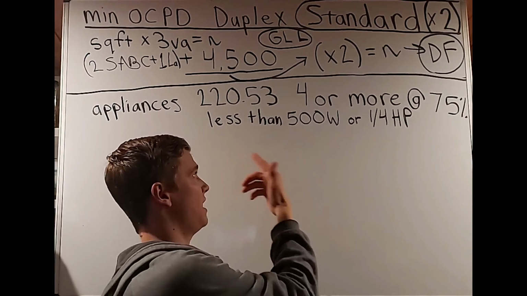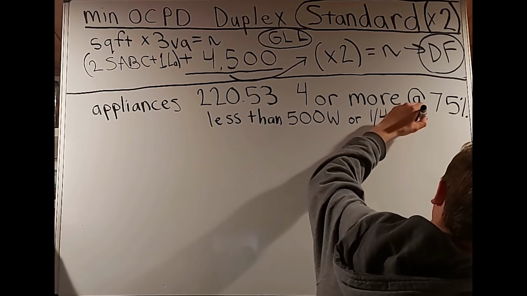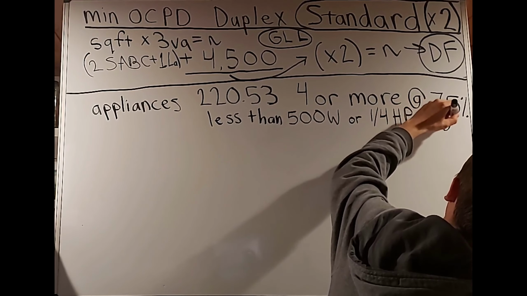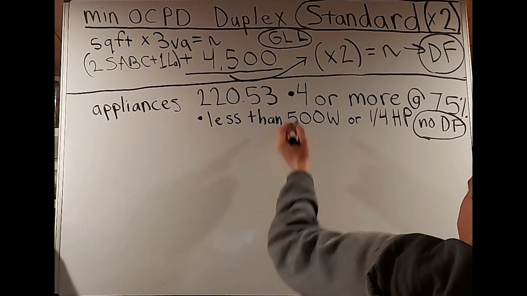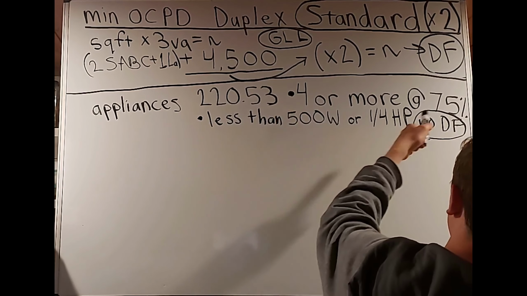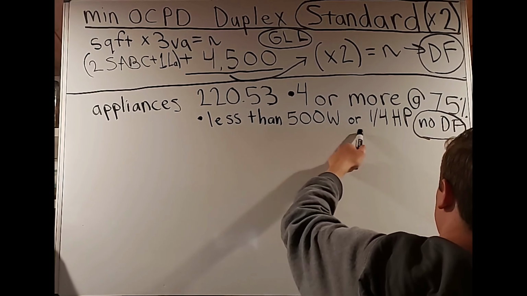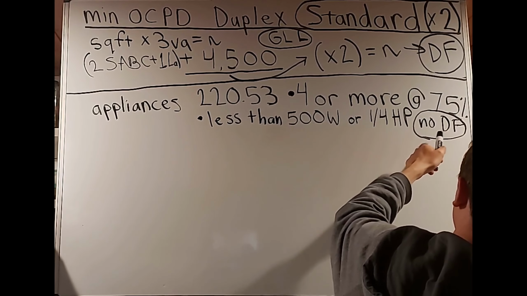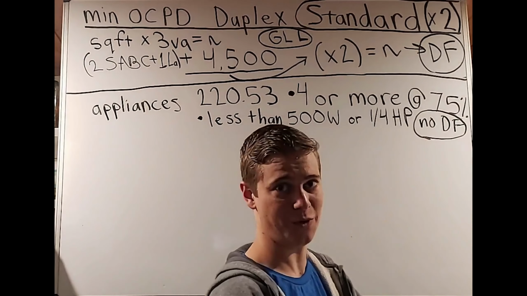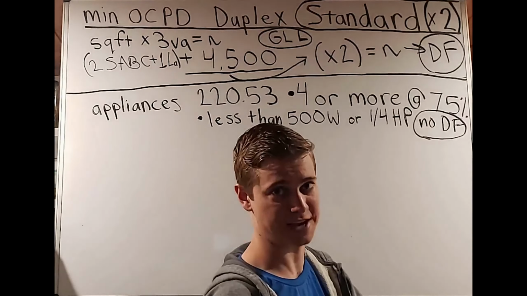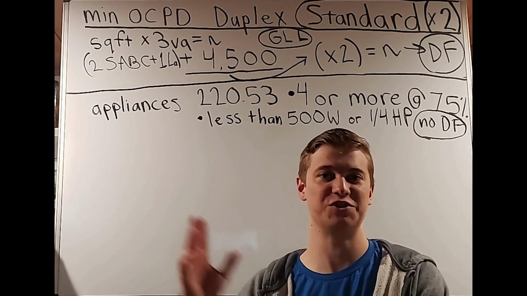So this brings us to the question of what if they are less than 500 watts or a quarter horsepower. Don't overcomplicate it, just realize that you don't have demand factors if it's less than 500 watts or a quarter horsepower. So I'll make it 2 separate bullet points. You see the 4 or more is at 75%, and now you also see that if you have appliances that are less than 500 watts or a quarter horsepower, you're not applying that demand factor. This is good to know because you might have some appliances that are 450 watts or a 6th horsepower, for example. When you add these in the appliance section, you're just going to rate them at 100%. There's no demand factor for that.